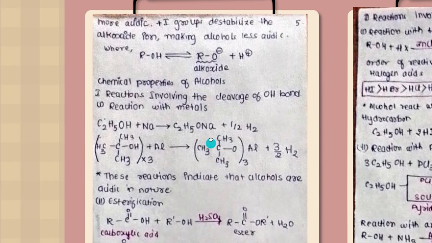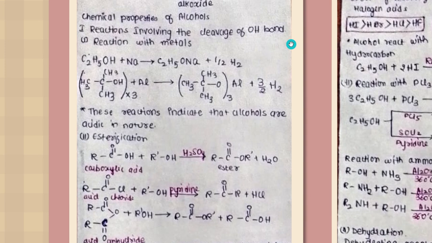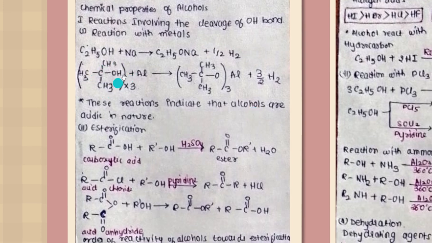Right? Now coming to chemical properties of alcohols. Reactions involving the cleavage of the OH bond. The first type is reactions involving breakage of the OH bond. So here first is reaction with metals. C2H5OH plus Na gives C2H5ONa. So the bond between O and H is broken, right? Plus half H2.